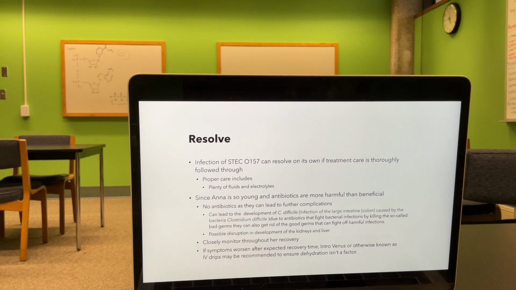We're going to closely monitor her throughout her recovery because she is so young. I'm sure her mother will keep a very close eye on her. If symptoms also worsen after the expected recovery time, intravenous, otherwise known as IV, drips may be recommended to ensure dehydration isn't a factor.